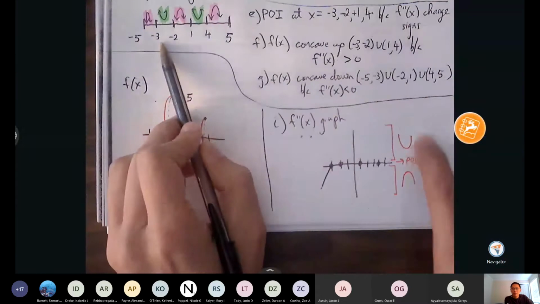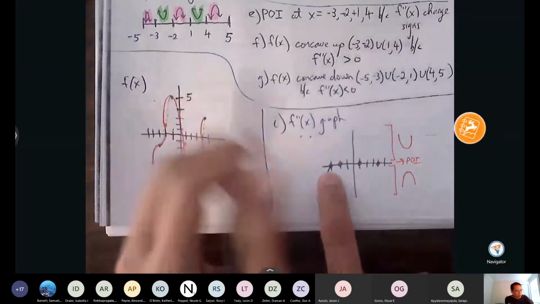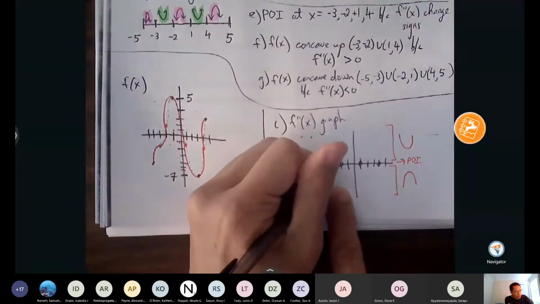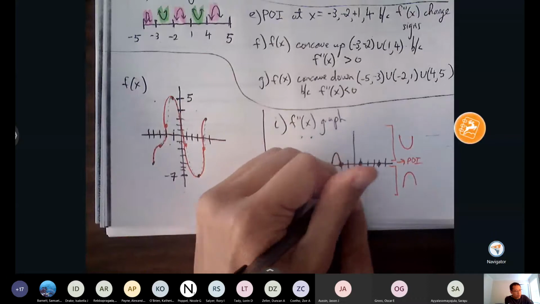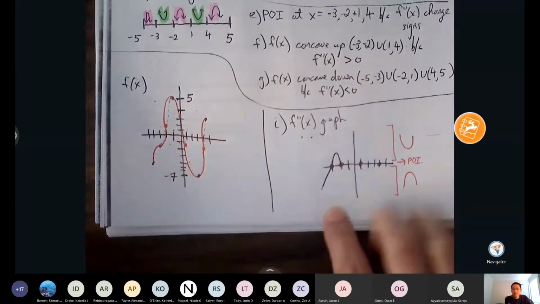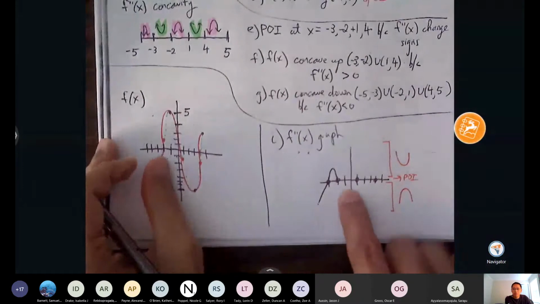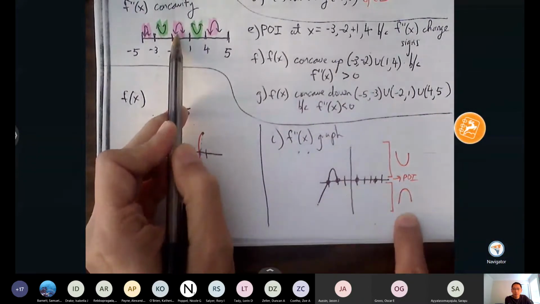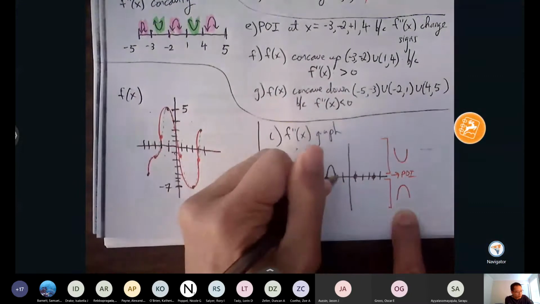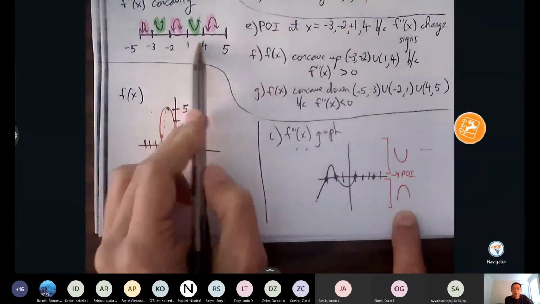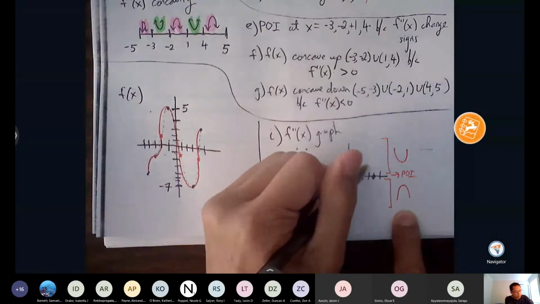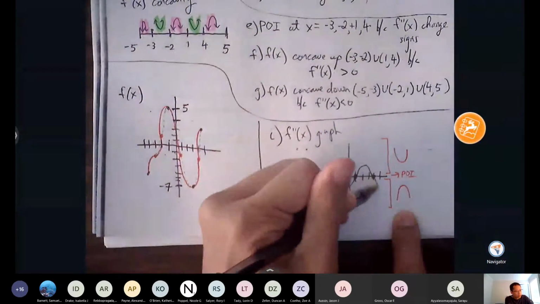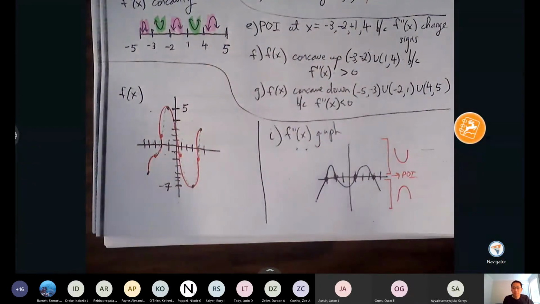So from -3 to -2, it's above the x-axis. So we want the graph to go up, but then loop back down. And it's going to keep weaving back and forth between above and below the x-axis as we finish this graph. So from -2 to 1, that's showing below. From 1 to 4 is showing above. And then from 4 on. All right, any questions there?